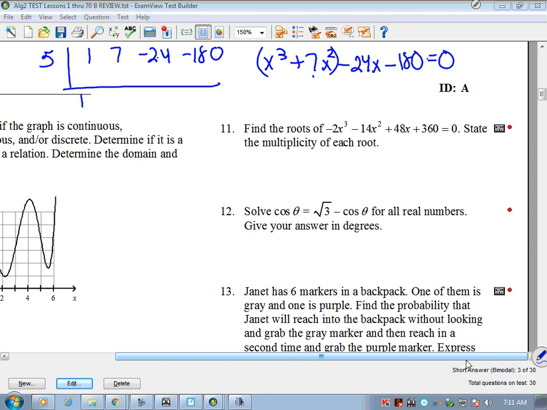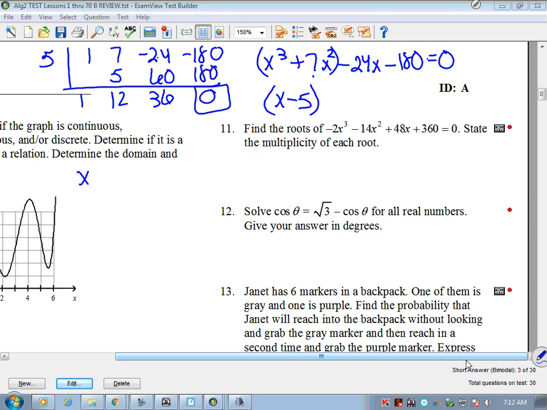So we got 1. Bring down our 1. 5 times 1 is 5. That's 12. 5 times 12 is 60. -24 plus 60 is 36. 5 times 36 is 180, which leaves me with a remainder of 0. So I know that x minus 5 is a factor.